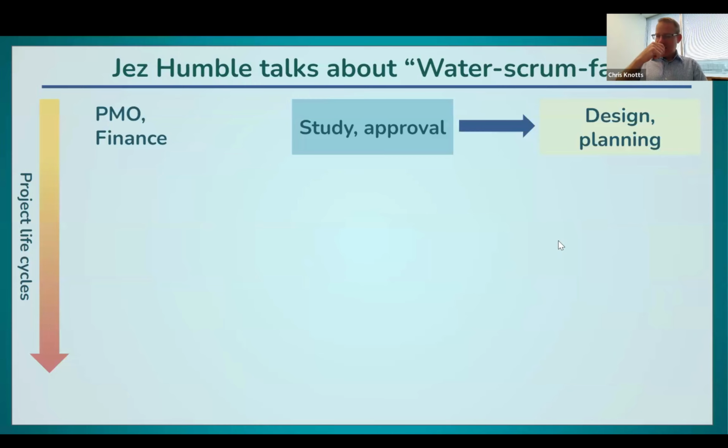So Jez Humble, you can find videos online where Jez has delivered keynotes talking about what he calls water-scrum-fall. Now, there are other words for things like this, but we've maybe encountered something like this. If we think about the value stream that I showed a few moments ago, this is in some ways just another way to look at it. We're looking at it from the top down, how project life cycles usually commence. But importantly, it's not always just going to be software projects.